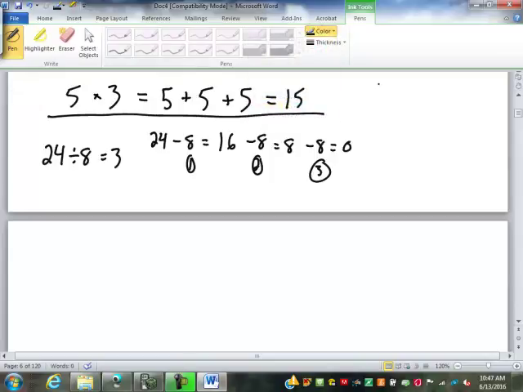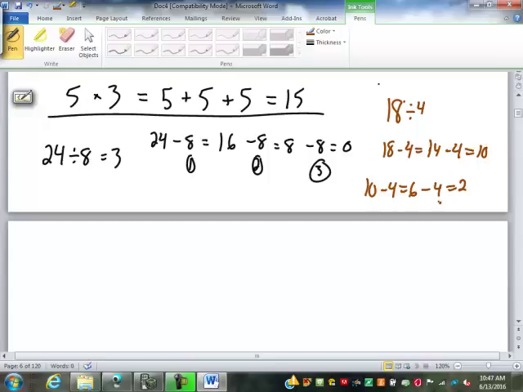That's where our remainder system comes from, by the way. Let's say I have 18 divided by 4. Well, 18 minus 4 is 14. That's once. Minus another 4 is 10. That's twice. Minus another 4 is 6. That's 3 times. Minus another 4 is 2. That's 4 times. 18 divided by 4, I can subtract the 4 4 times, and there's 2 left over. So 4 remainder 2.